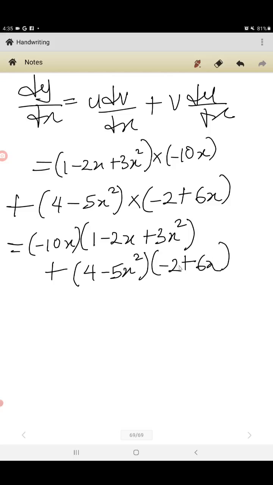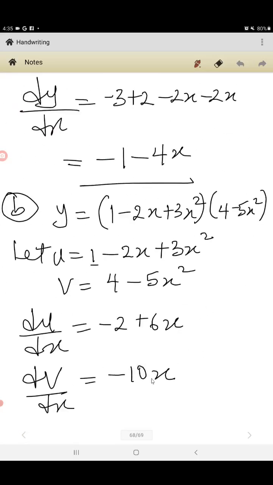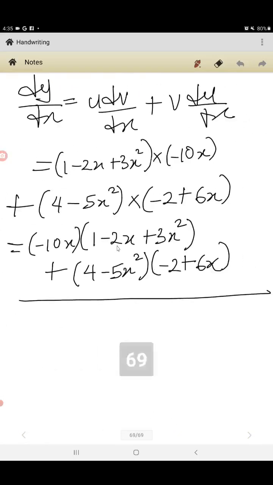We can expand, but this is the best way to leave the answer, because if you expand, you still need to simplify again. So this is the final answer for this. That's all about that. In case we expand the answer, we still need to simplify, so we just leave it in that form. So let's have another example.